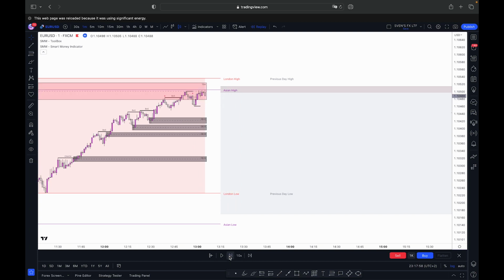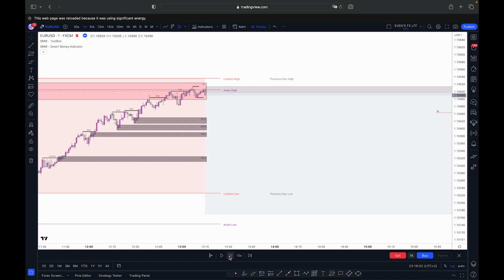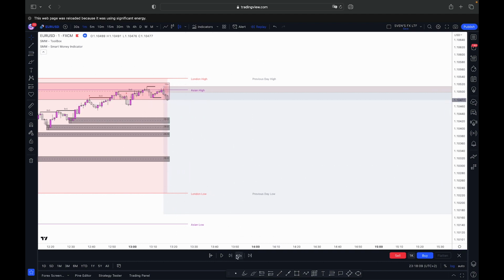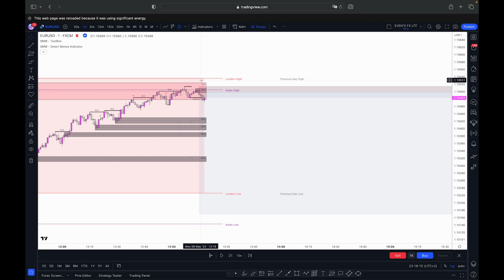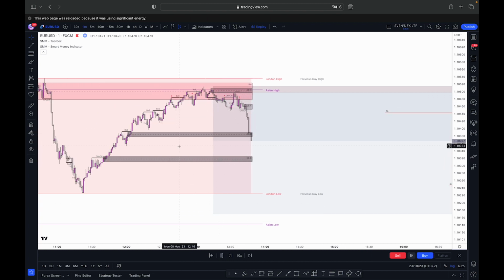Alright, another high that has been broken, and now we're waiting for that change of character. That happened here. Alright, so we placed our entry on the order block, just above the most recent high, since liquidity already got taken out, and further from that it was history, guys.